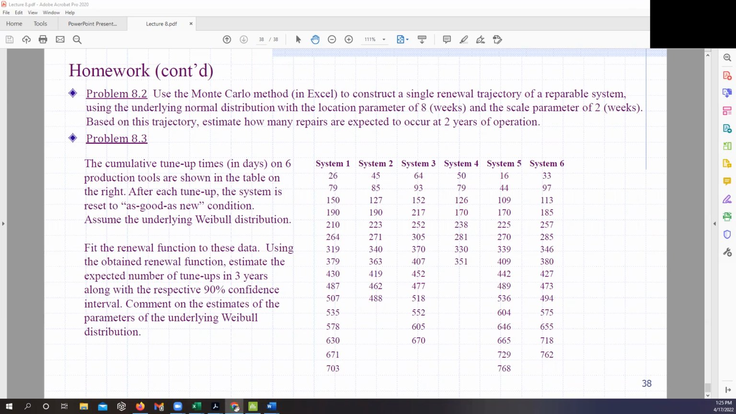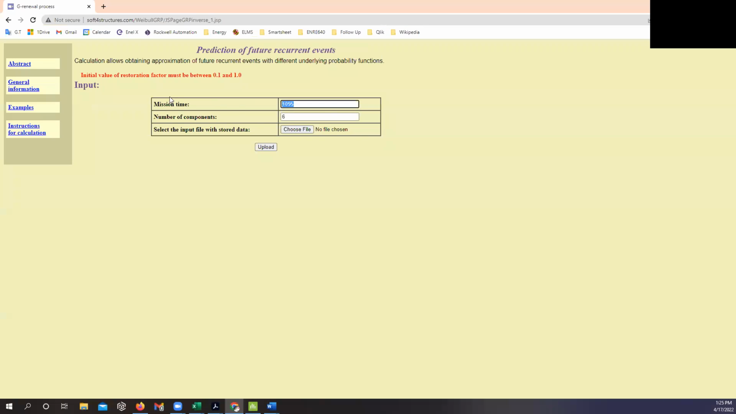We're going to go to the GeoRenewal process. And it's asking you for 3 things as a start. Mission time, and I know that I'm looking for 3 years. Number of components, I have 6 different systems here. And input file with stored data. And that is the most important part of this problem: how to generate your stored data file properly. Let's go and look at that.